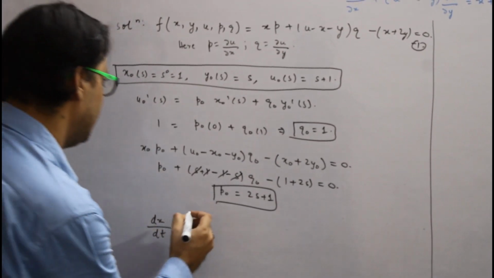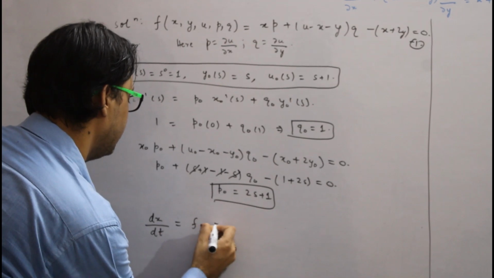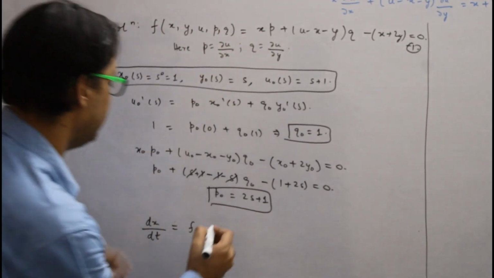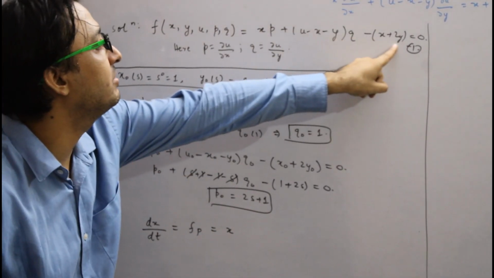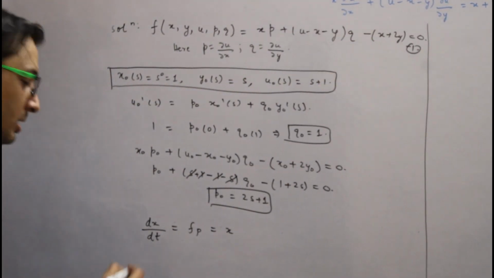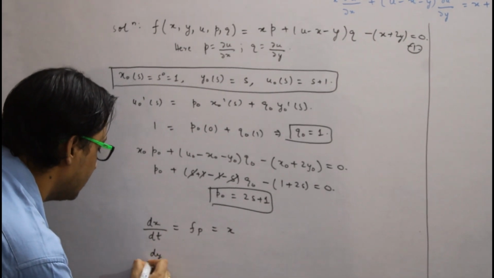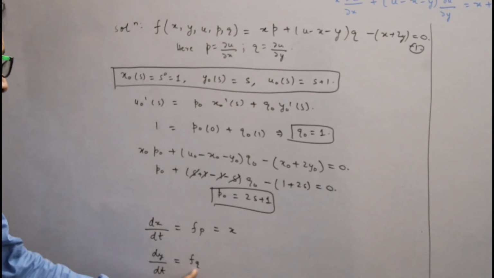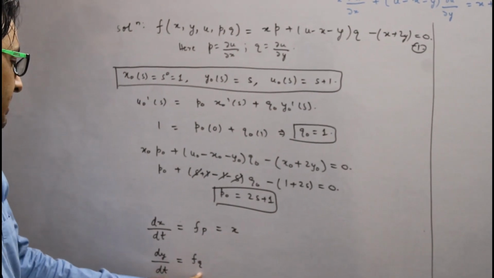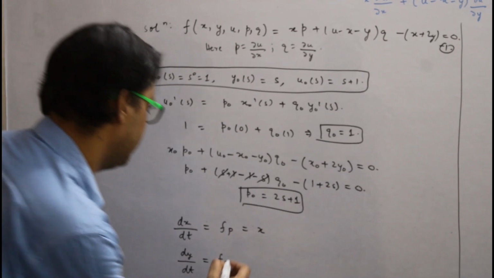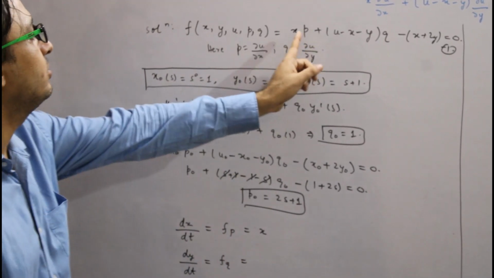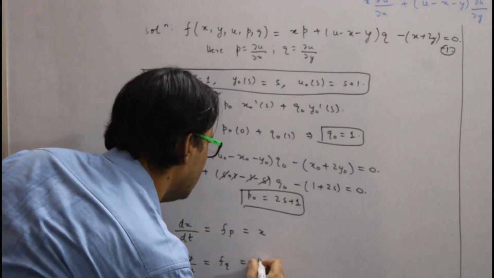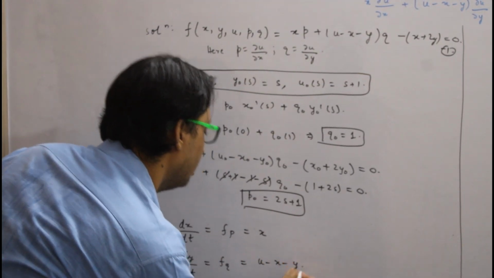dx by dt, that is f of p. So what is f of p? If I take derivative with respect to p, this becomes only x, and there are no further p's, so we don't need to worry about it. Now we will write our second equation, that is dy by dt. So this is f of q. So that is, we are differentiating f with respect to q, partially. So now let us look over here. Here only q is there, so only this term will remain. So this becomes u minus x minus y.